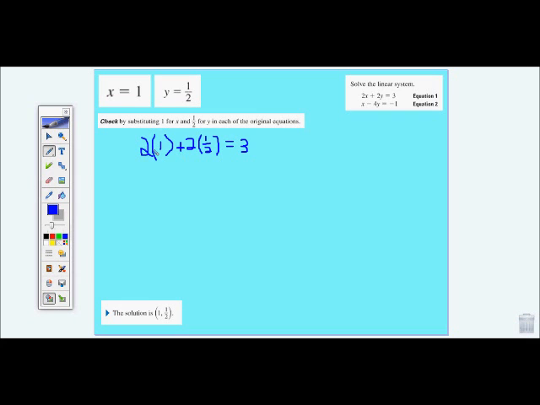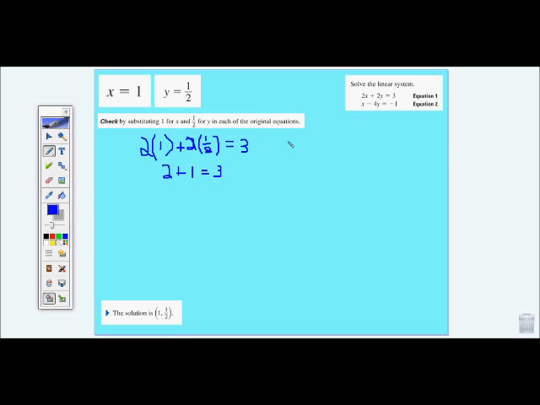So, I'm sorry, I said 2 and 1/2. I meant to say 2 times 1/2. So we have 2 plus 2 times 1/2. We'll go ahead and reduce that. 2 goes into 2 once. 2 goes into 2 once. So we end up just with 1. 2 plus 1, I'm pretty sure, is 3. That is a true statement.